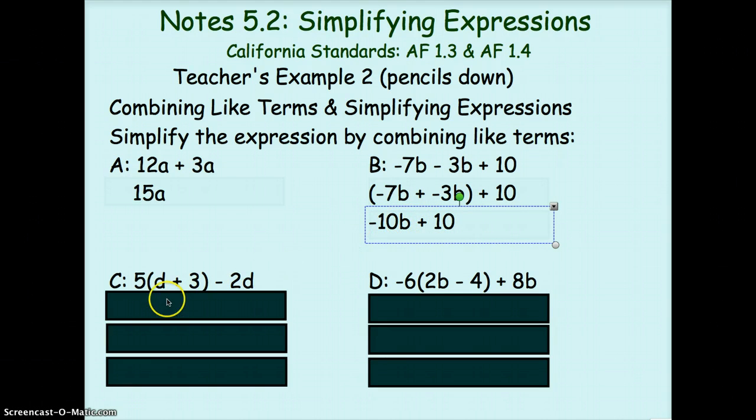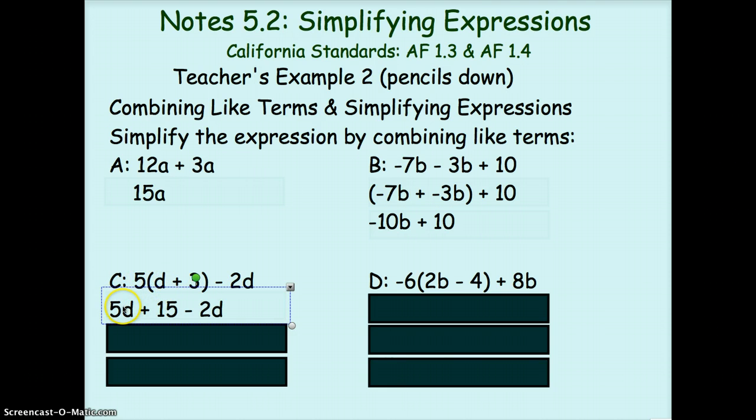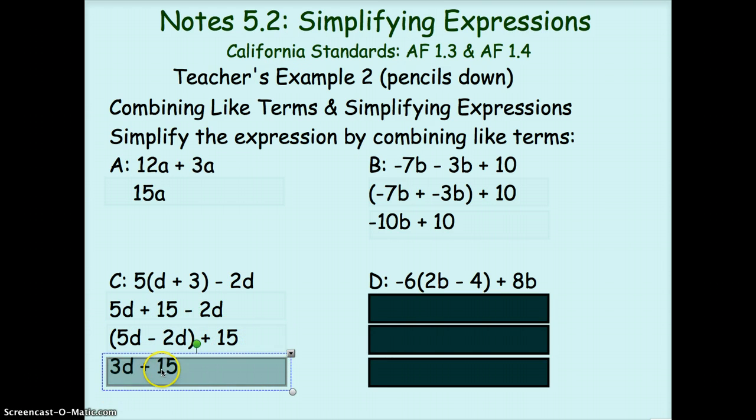Keep that in mind. Problem C, I notice I have the distributive property. I need to distribute that 5 to both numbers. I need to share it. So I go ahead and do that. 5 times d is 5d. 5 times 3 is 15. Now I can rearrange my numbers. Notice the negative sign or subtraction sign stays with the 2. Okay, so it moves with it. The 15 has an addition sign in front of it, so it stays with that. And we end up with 3d plus 15. Again, they must be in alphabetical order with the constant at the end. This would be marked incorrect on a quiz if you had 15 plus 3d.